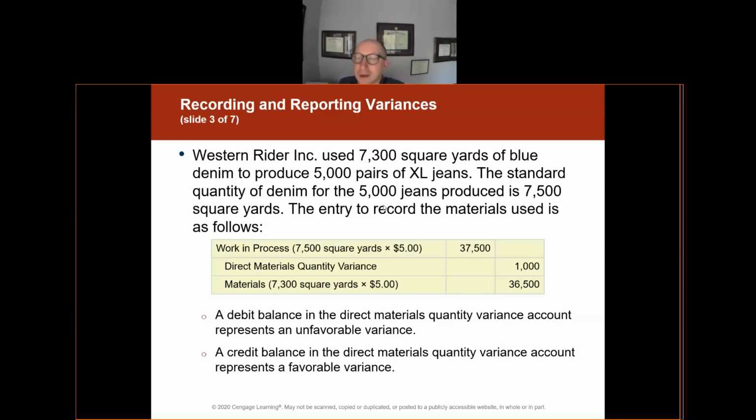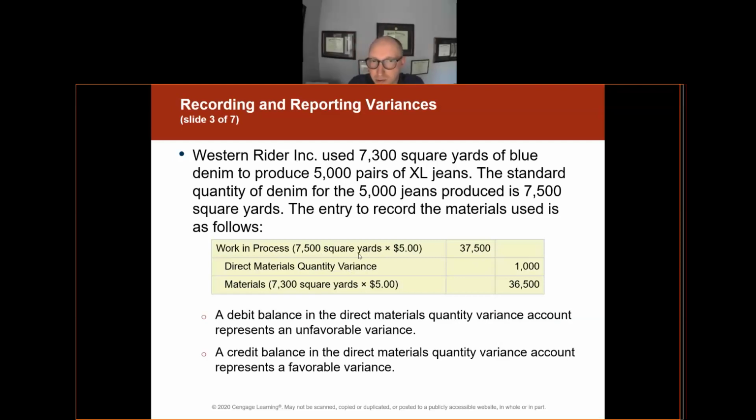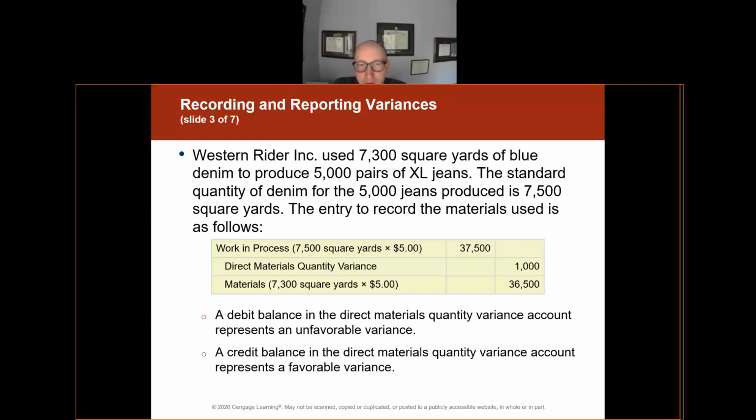Hey, Professor, where did you get 200 again? Yep, so that's the variance, right? And the 200 square yards is the variance. Remember, Andre, we budgeted 7,500 square yards. That's our budget, or our standard. But we actually used 7,300. I see now. The difference between those two is 200. Exactly right. And then we multiply the 200 times the $5, which is the standard price, to get 1,000. Excellent. Very good. Good question.